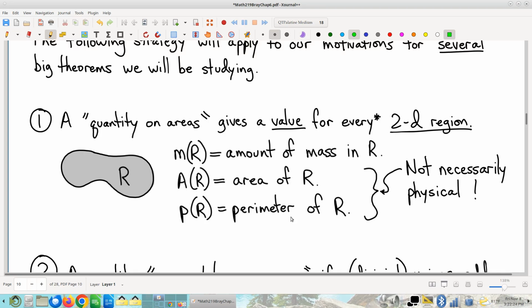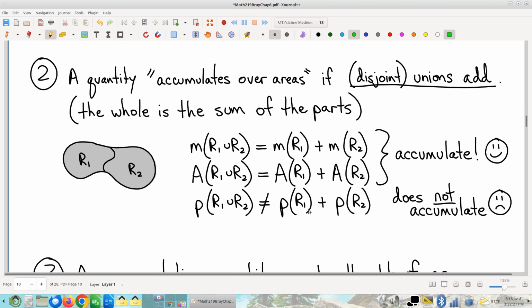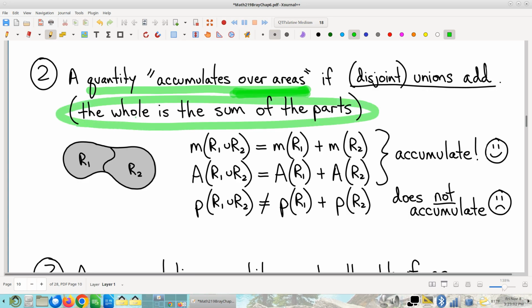Okay. Now, the kind of quantity we've talked about in the past, I've actually done quite a bit of stuff with this idea of an accumulating quantity. And I just want to be a little bit more explicit about what I mean by an accumulating quantity, specifically a quantity that accumulates over areas. Now, what we mean there is that if you take an area, if you cut it into pieces, and look at the quantity in question on the individual pieces, that it adds up the way that you would expect that it would. And the way I like to say this: the whole is the sum of the parts.